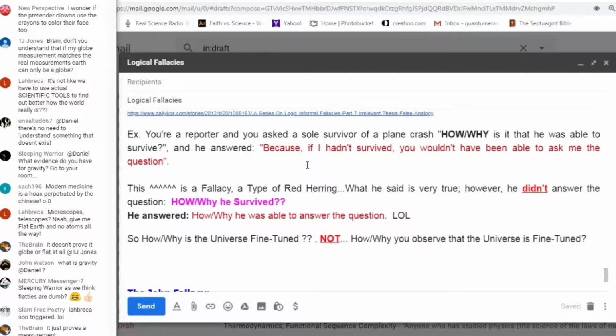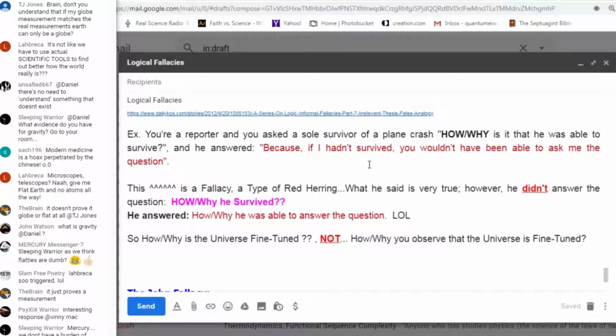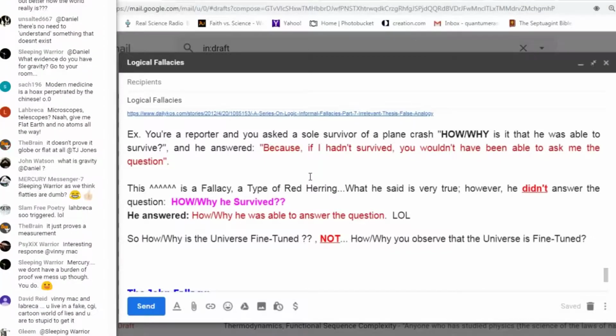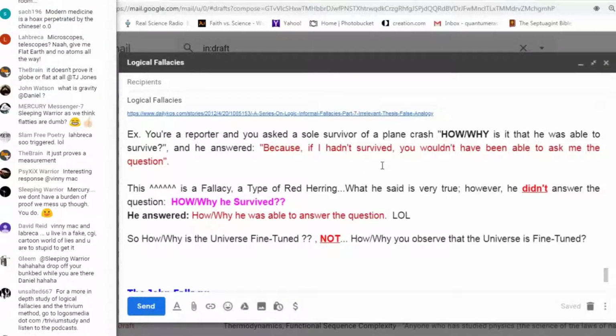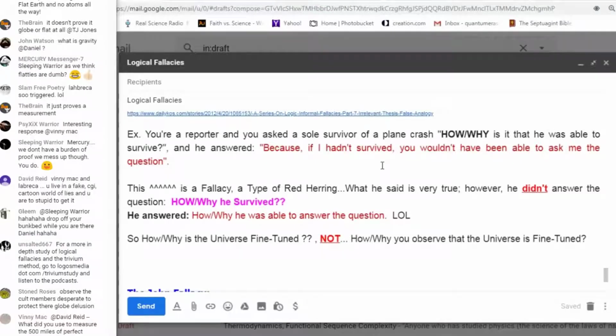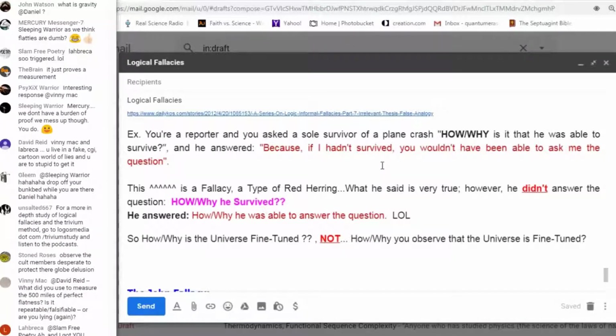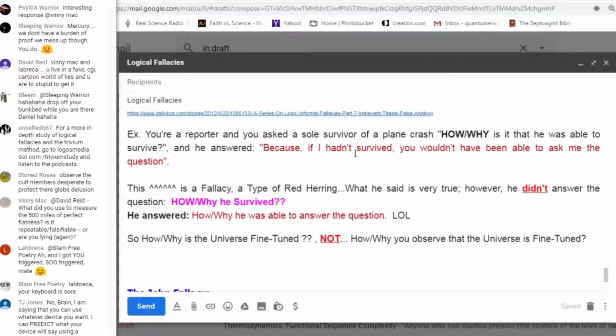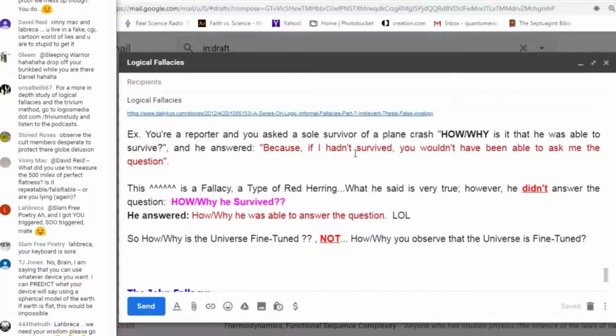Okay, this is an example. You're a reporter and you ask a sole survivor of a plane crash how or why it is that he was able to survive. And he answers, because if I hadn't survived, you wouldn't have been able to ask me the question. Right? You see the problem with this? This is really subtle, but this is a fallacy. And like I said, it's a type of red herring.